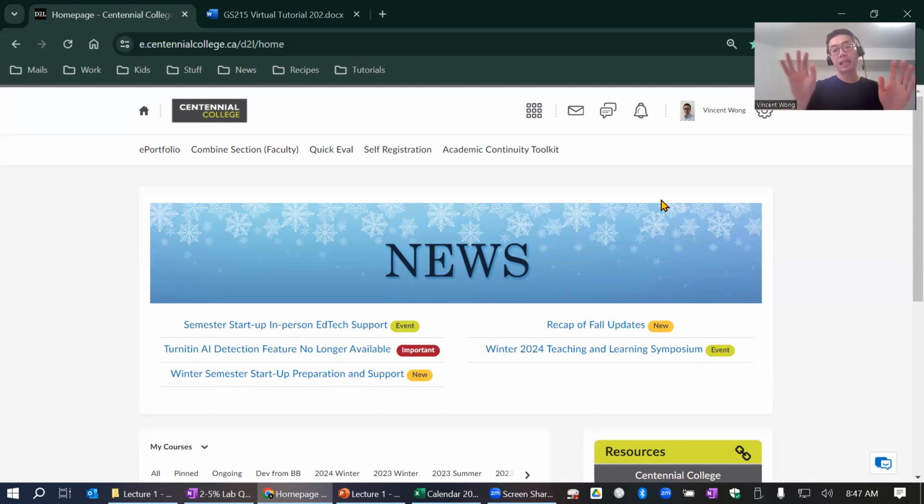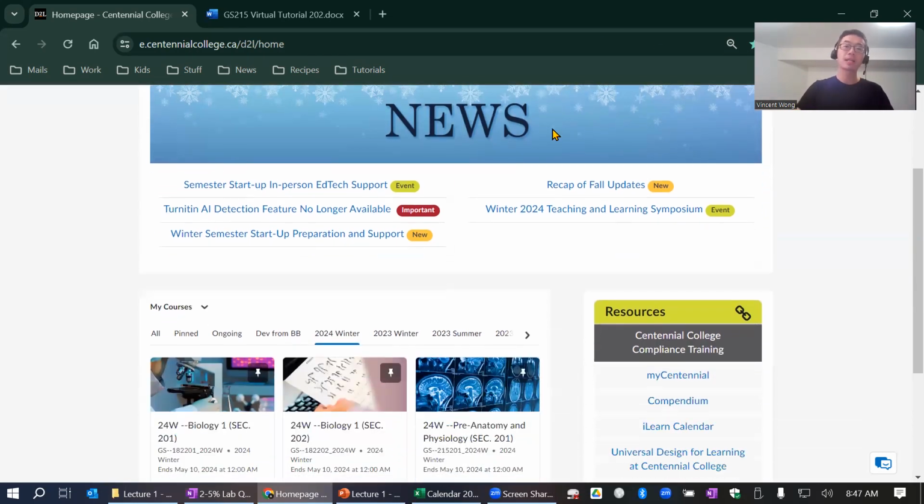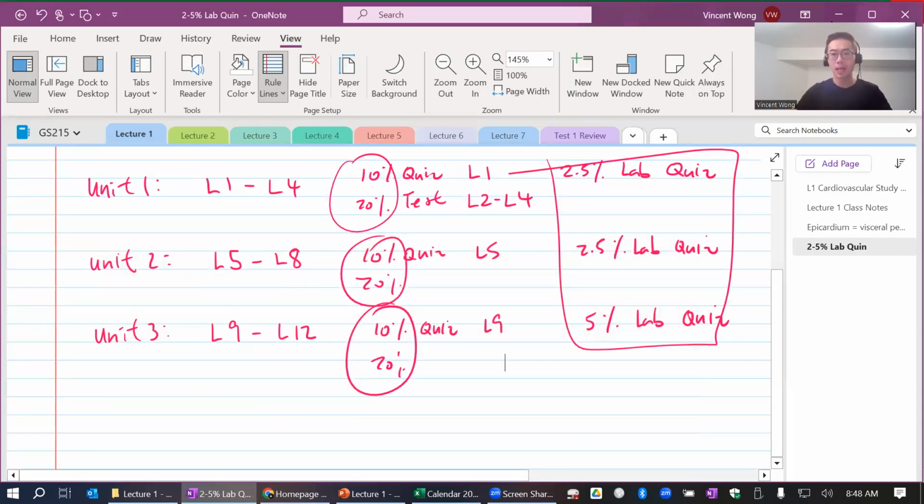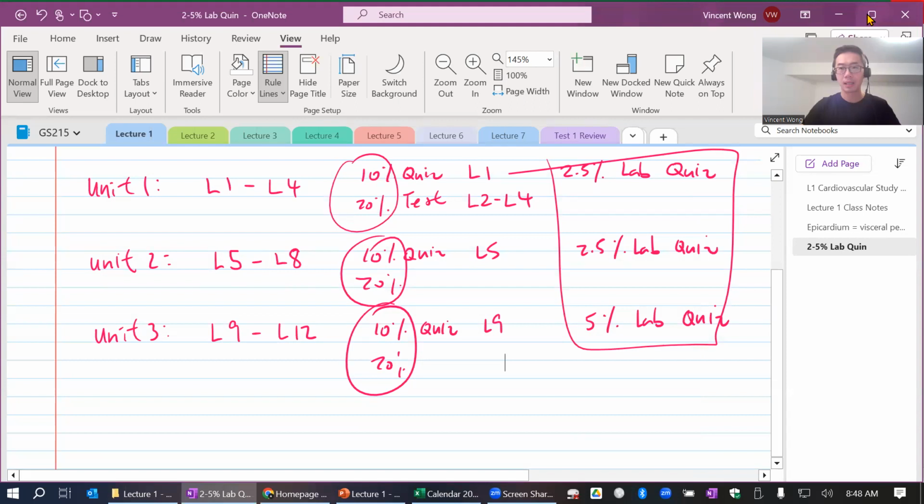But if you find any broken links in the website, or if you are unable to access something, just let me know. Because I copied the shell from an old course, from the previous semester. So sometimes when it copies over, some links become inactive, and some notes become missing. It's just some kind of glitch in the system. Just email me. Okay, anything else you want to ask me before we start?